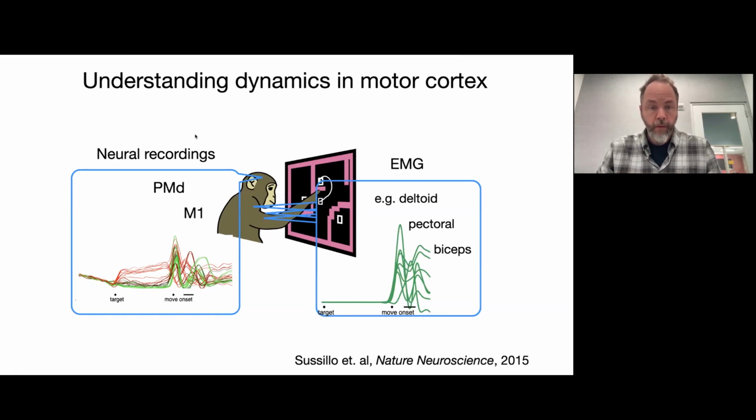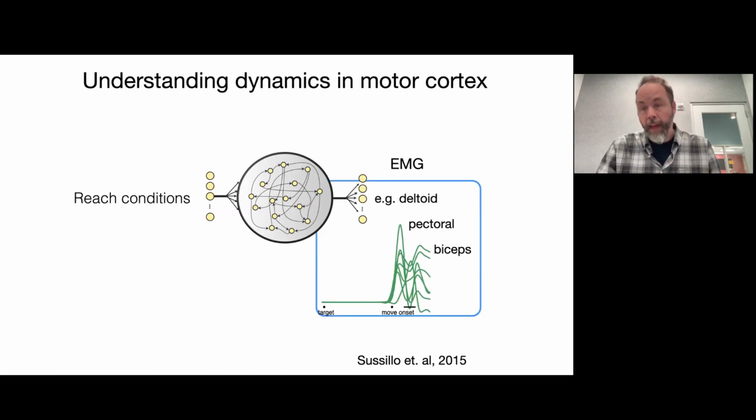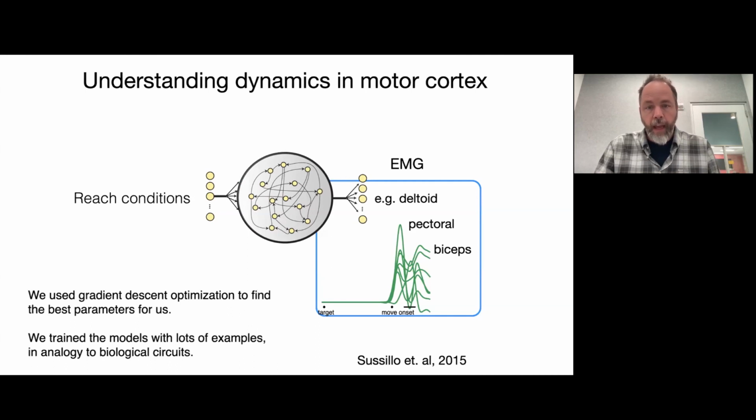And so here you could see a single neuron having different activations for different reaches, color-coded by different colors from red to green. And then they recorded the deltoid, the pec, the biceps, the things that are typically used for moving one's arm. And so what we did is we built a recurrent neural network that just generated the EMG, right? And we gave it sensible reach conditions. And we just used kind of standard deep learning stuff for the time. And so now we have this system that generates EMG.